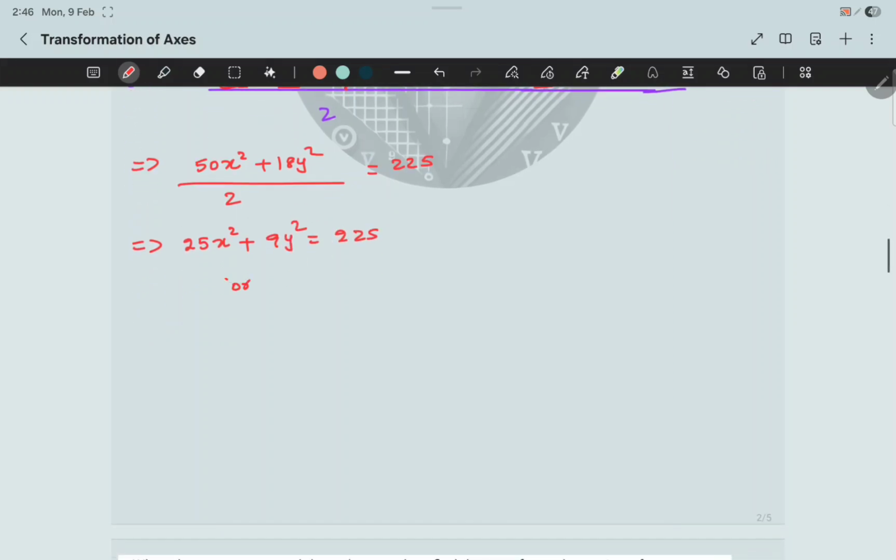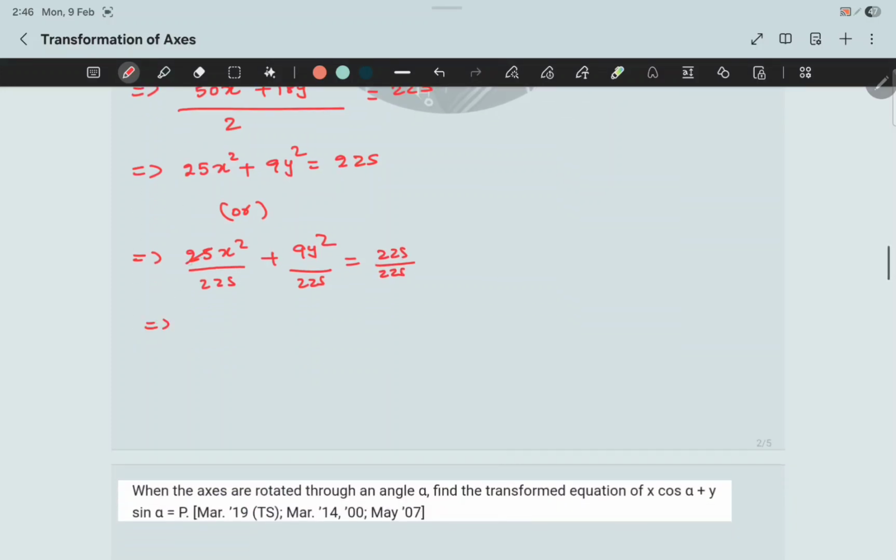We can either leave the answer like this, or we can divide 225 on both sides. So we get this. So 25 times 9 is 225, 9 times 25. So we get x square divided by 9 plus y square divided by 25 is equal to 1. This is the required equation, dear students. So I hope you understood this part.